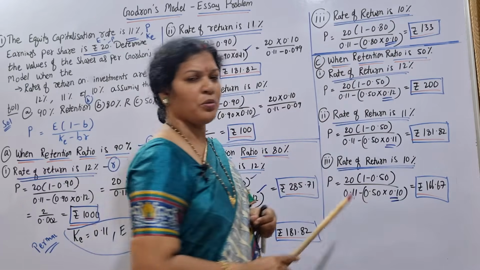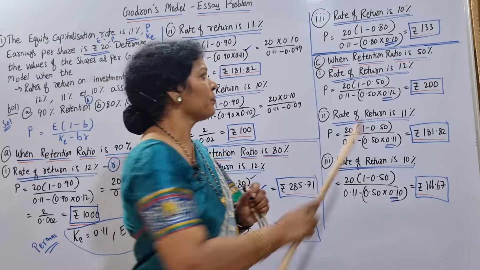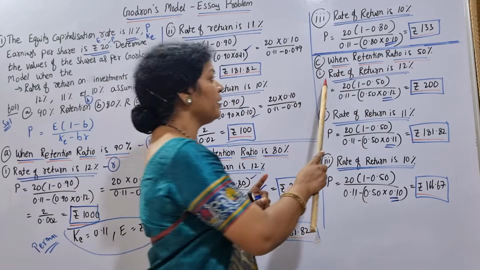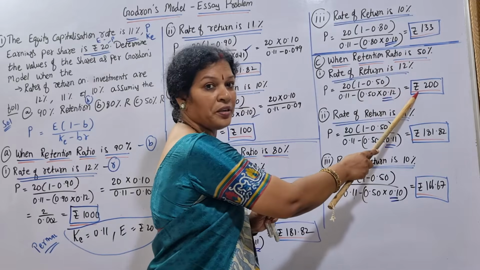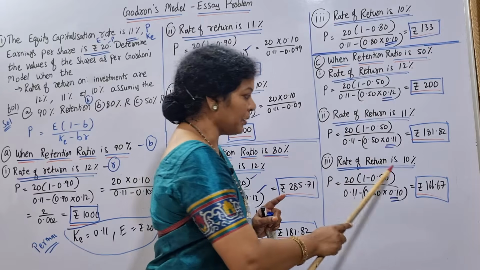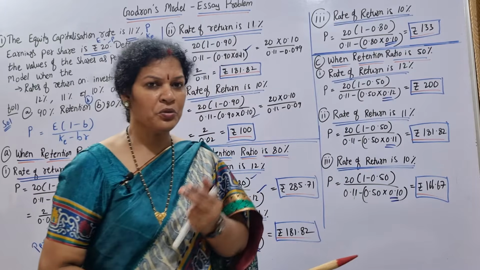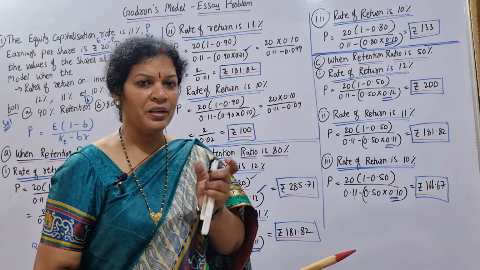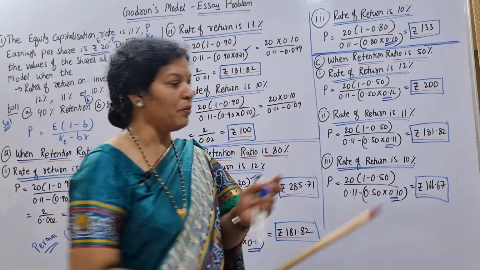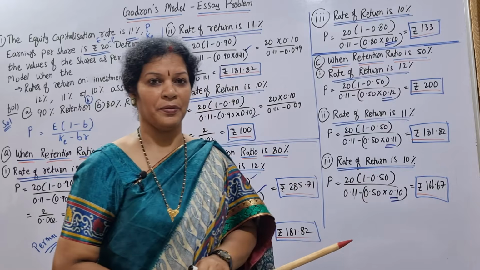Now in this case also, when the dividend retention ratio is 50%, if rate of return is 12%, the value is 200 rupees. If it is 11%, 181. If it is 10%, 161. It shows very clearly that whenever your rate of return is decreasing, the value of the shares is also decreasing.